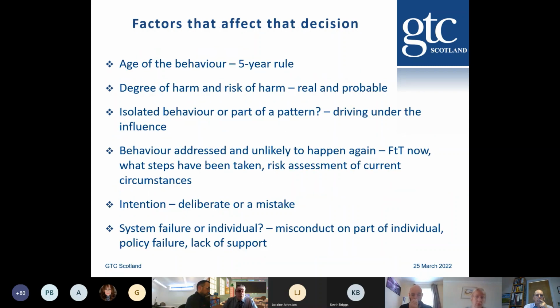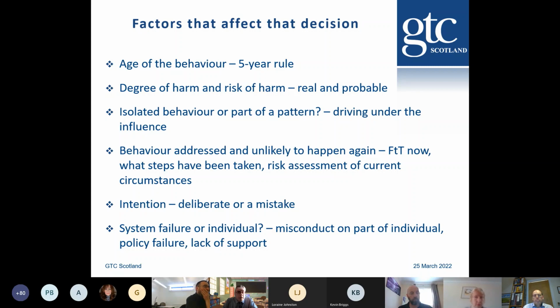Factors that affect the decision to investigate or not. There are different factors that would inform that decision, and these include the age of the behaviour, the five-year rule that I mentioned earlier. If it happened more than 5 years ago, we would tend not to investigate, unless it were of a particular level of seriousness, such as a child protection issue, which we would be duty bound to investigate regardless of when it allegedly happened.